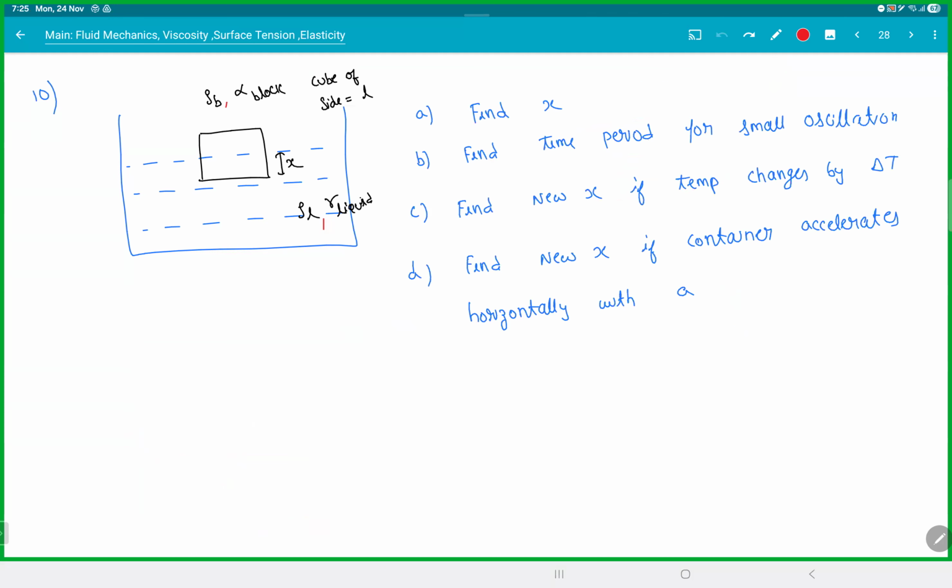Let's get B and C. Find the time period for small oscillations and the new x if the temperature changes by delta T. That might be rho B by rho LG. That might be right, Rahman. Let's see.